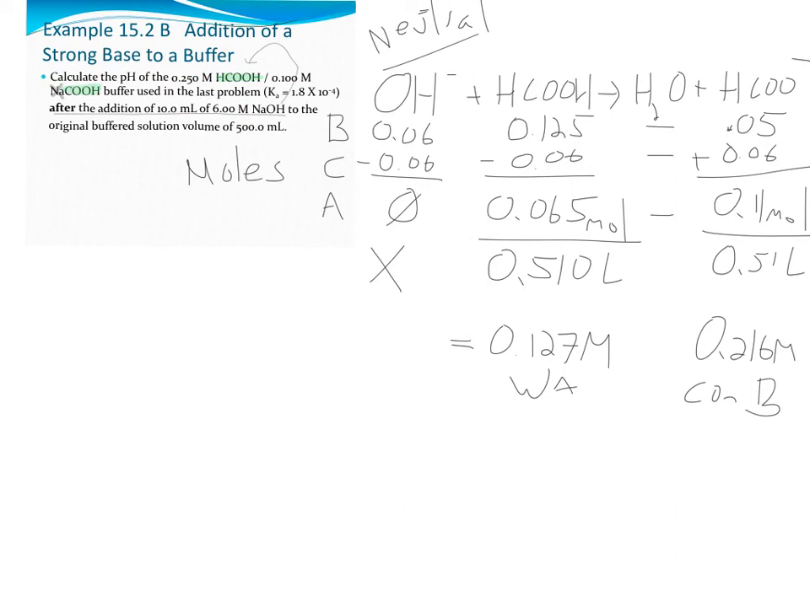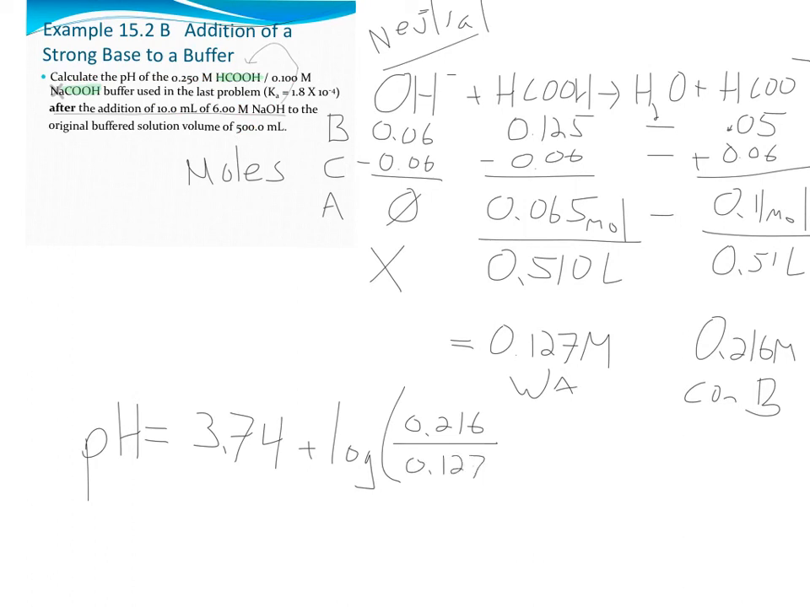this problem. So just like we did before, if I have molarities of both the acid and the conjugate, the X values are going to be negligible. We get pH equals pKa. pKa is 3.74 plus the log of the base over the acid. So 0.216 over 0.127. All right. And here we get a pH of 3.97.